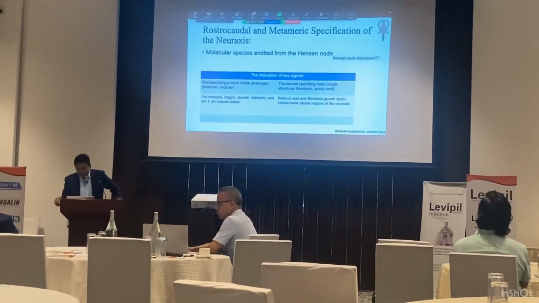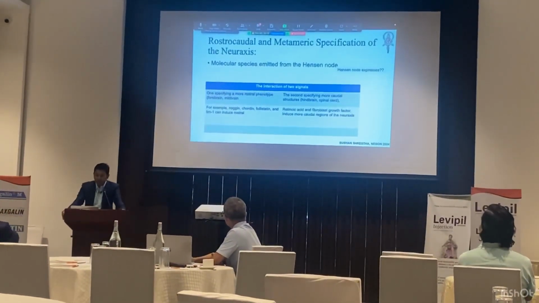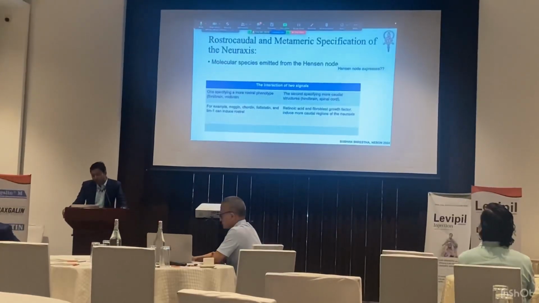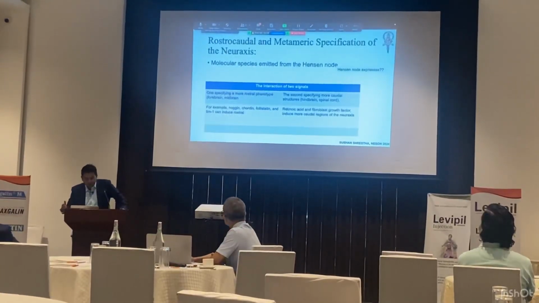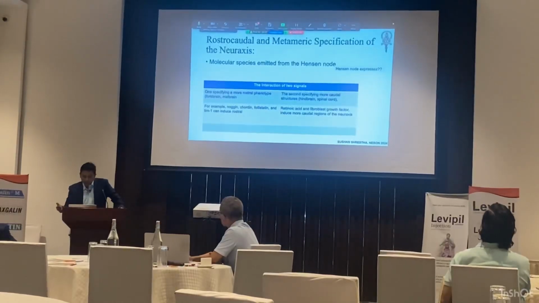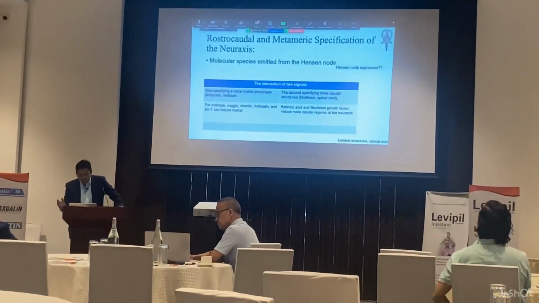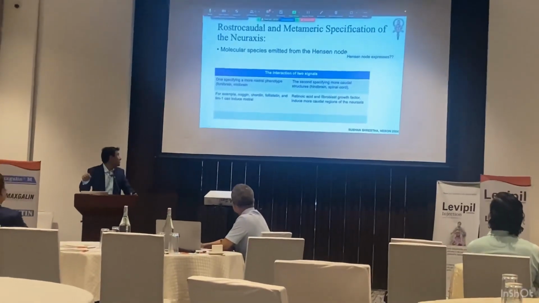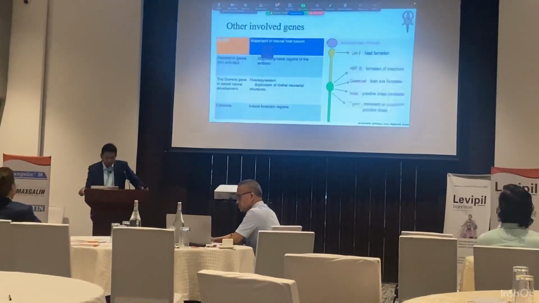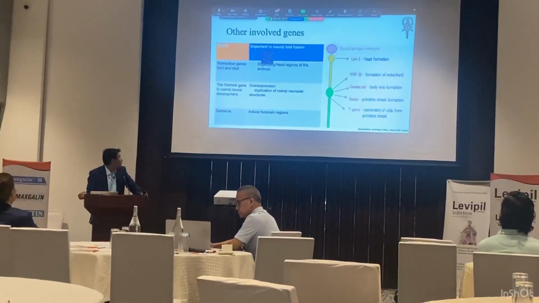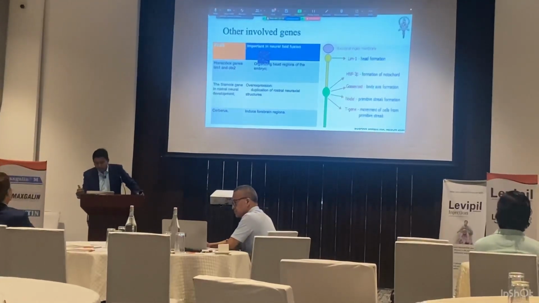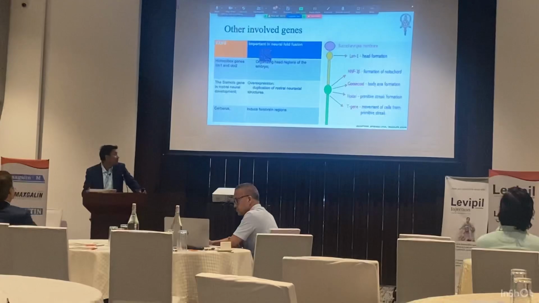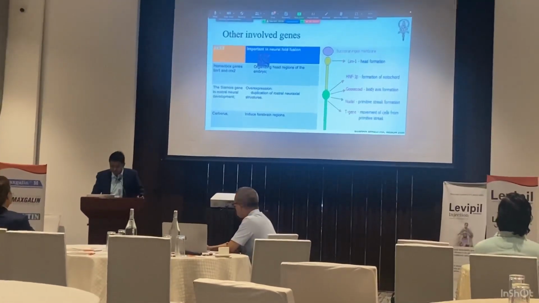Another function of Hensen's node is the formation of the molecular species, and there will be the formation of the factors that specify a more rostral phenotype and a more caudal phenotype, and there will be interaction of these two signals. Other involved genes like PAX3 and Hox genes are all important for head formation and the notochord. These all genes are involved.